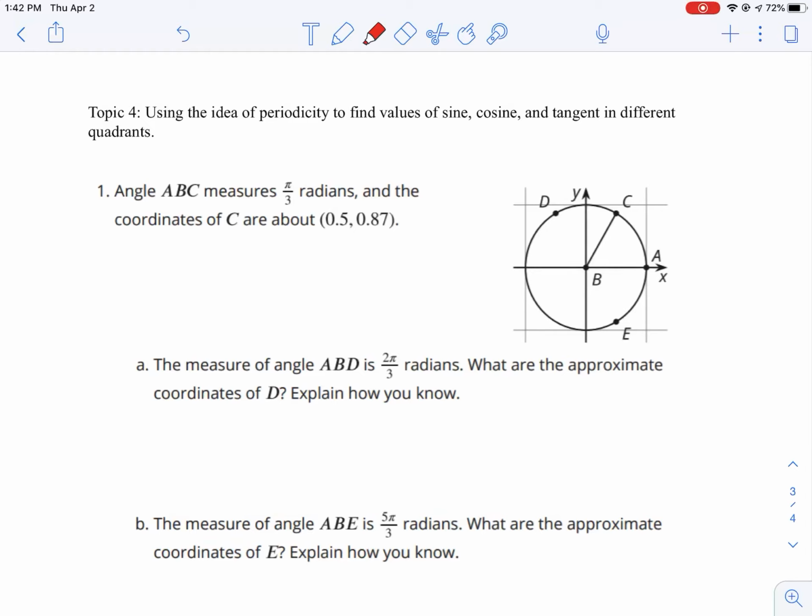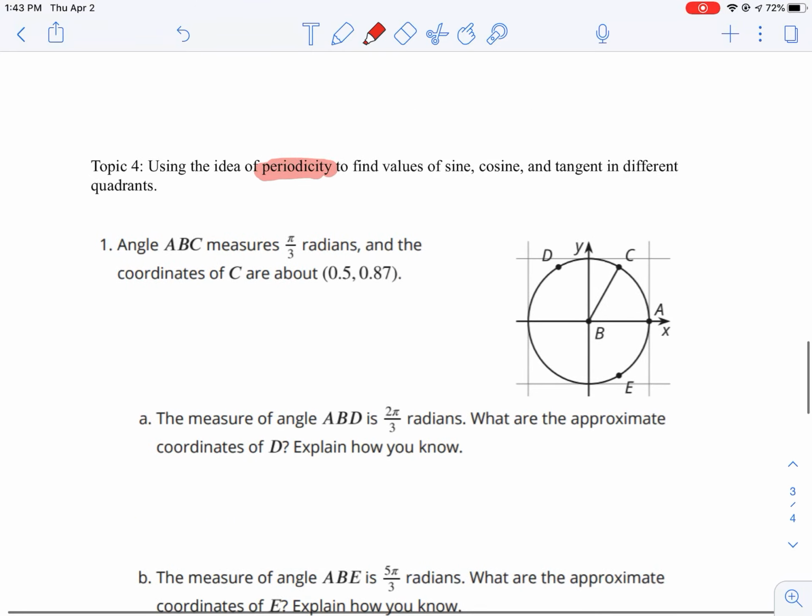Guys, so we're moving on to our third topic of the day. We're going to be talking about periodicity. Periodicity is just that concept of always coming back to the same value. So in our unit circle, once again, our radius is going to be 1. But as you start to go around the unit circle, we're going pi over 2, pi, 3 pi over 2, 2 pi, and then it keeps going.